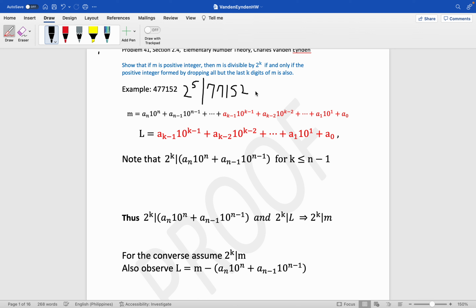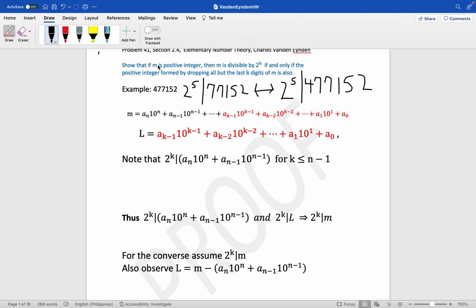Okay, and I'll use double arrows right here. That's if and only if, it's intended to convey logical equivalence. If and only if 2 to the 5th divides the entire number. You can't have one without the other. I'm just trying to copy down the original number here, so that'll be 4, 7, 7, 7, 152. So this is a concrete example of an m. This would be our m as far as this goes.